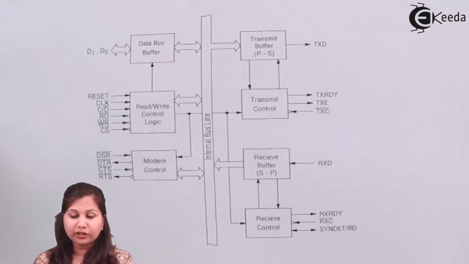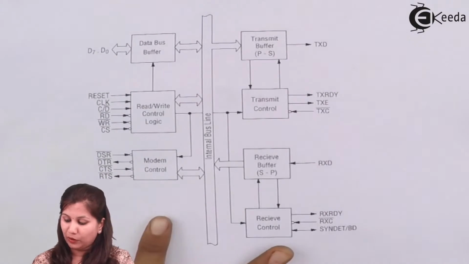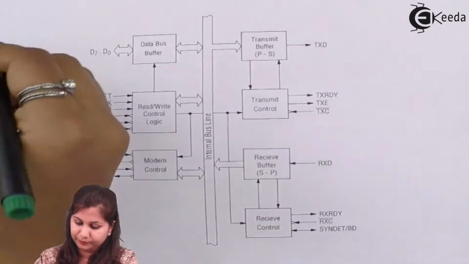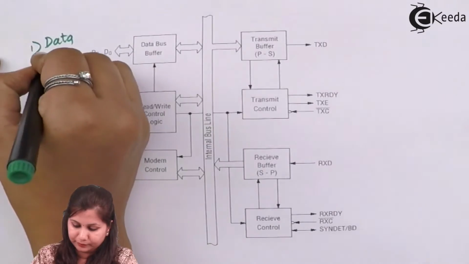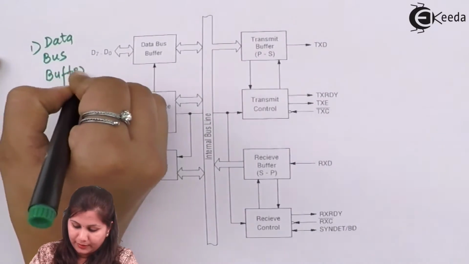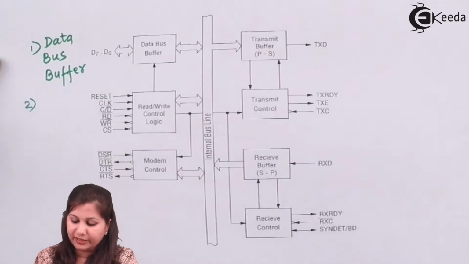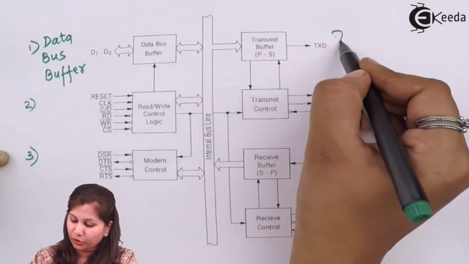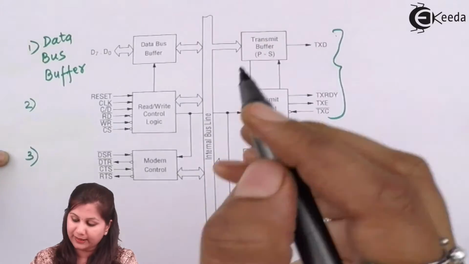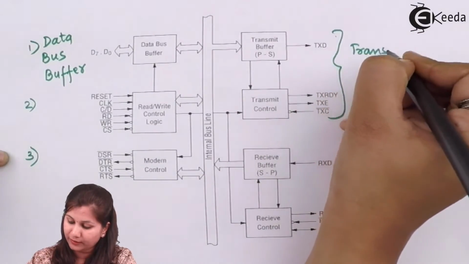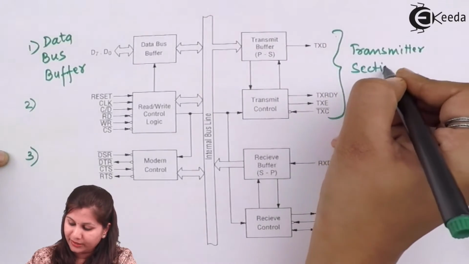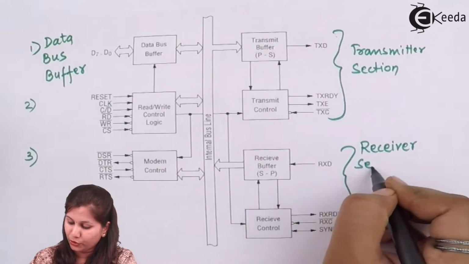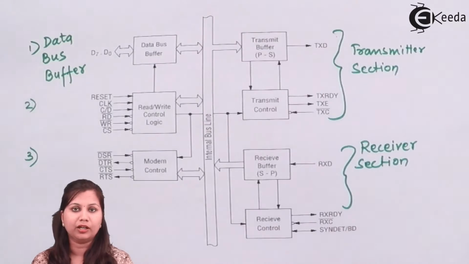This is the block diagram of the 8251. You can see in this block diagram we are having 5 sections. First is the data bus buffer. Second section is here, the read and write control logic. Third section is here, the modem control. Fourth section includes these two blocks, transmit buffer and transmit control, that is the transmitter section. And fifth section is the receiver section. It also includes two blocks, receiver buffer and receive control.